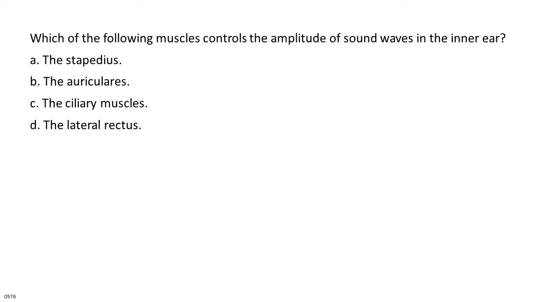Which of the following muscles controls the amplitude of sound waves in the inner ear? A. The stapedius. B. The auriculares. C. The ciliary muscles. D. The lateral rectus.